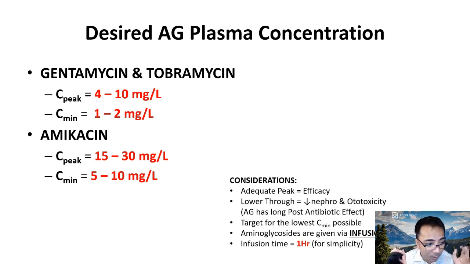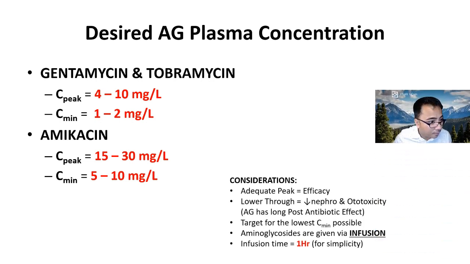Now, some considerations that you have to take note of. Okay? Adequate peak equals efficacy. So, meaning the higher the peak concentration, the better will be its efficacy. Now, a lower trough concentration leads to a lesser nephrotoxic and ototoxic phenomenon. Okay? Lesser ang chances. So, meaning class, whenever we're computing for its dose, ang target natin lagi is the lowest possible minimum concentration. So, kung gagamit tayo ng gentamicin, target natin is 1. Kung gagamit tayo ng amikacin, ang target natin is 5 na trough concentration.